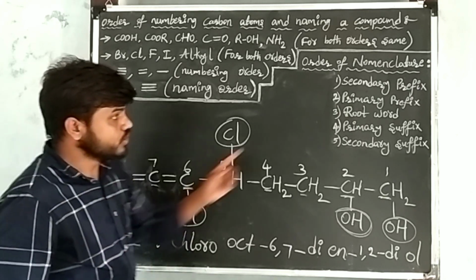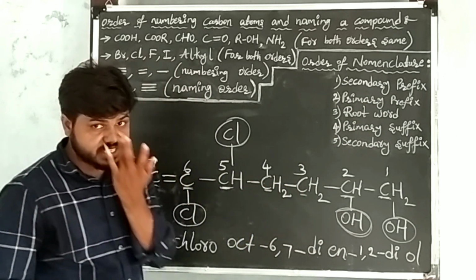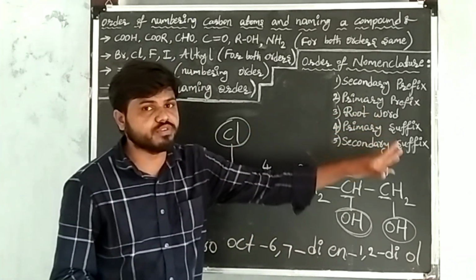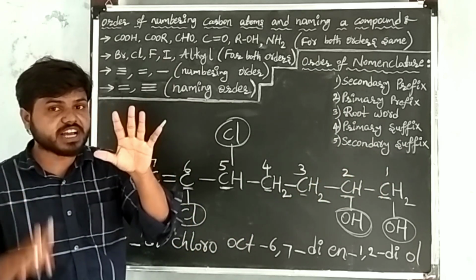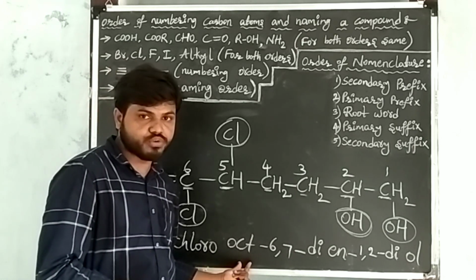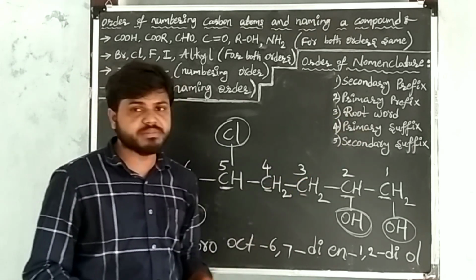After writing chlorine, go to the primary prefix. What is the primary prefix here? Cyclic. Cyclic is not present in the given carbon compound, so go to the root word. In the given carbon compound, there are 8 carbon atoms. The root word of 8 carbon atoms is oct. I have written the root word. After writing the root word, go to the primary suffix.